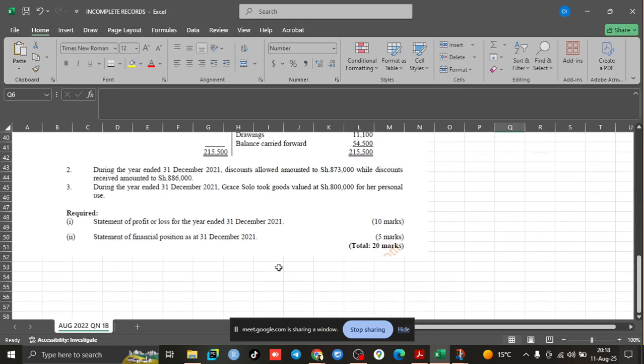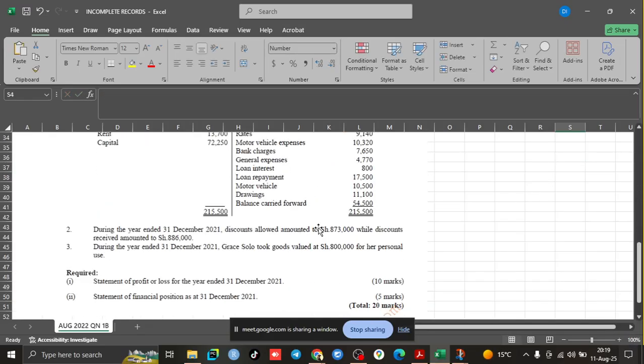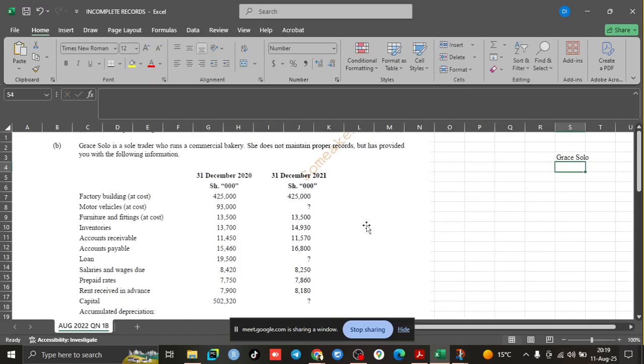our balancing figures. Meanwhile, naweza kuanga nikitengeneza the pro forma. Niseme Grace Solo statement of profit or loss for the year ended, which year? 31st December 2021.